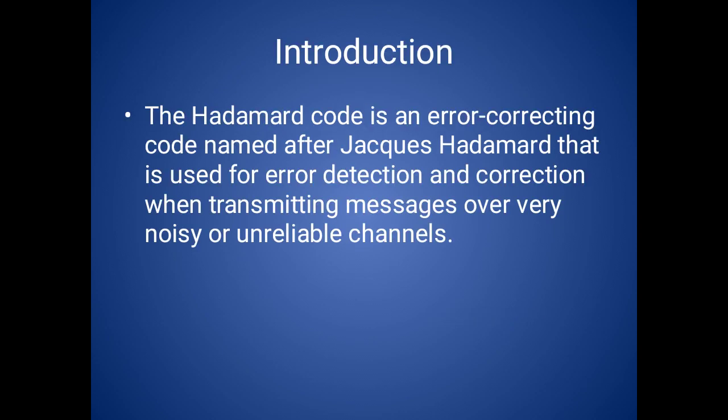Coming to the introduction of Walsh codes, the Hadamard code is an error correcting code named after Jacques Hadamard that is used for error detection and correction when transmitting messages or data over very noisy or unreliable channels. Very noisy in the sense there is a lot of disturbance in the medium so that there will be loss in energy. Unreliable channels means not proper channels with satisfactory conditions.